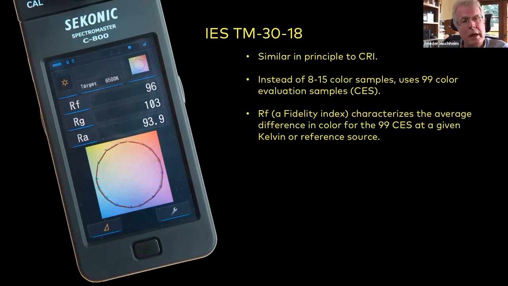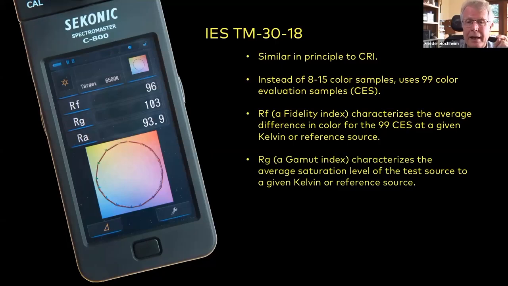And in this case, this is one of our readings from one of our lamps, and you can see that the numbers are all very high. And in fact, in one regard, it actually exceeds, and that is in the Gamut index. Now, Gamut index refers to the average saturation level of that test source to the reference source that we're comparing.